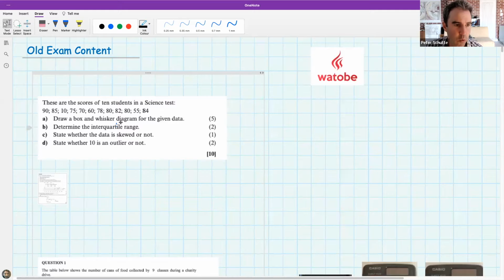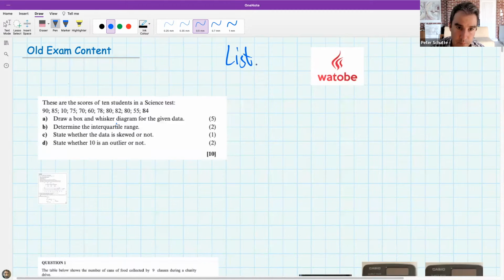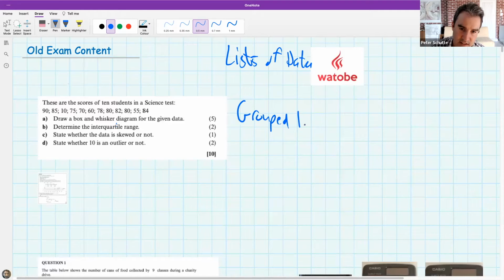Okay, so what we're going to do today, if you think about what we've done so far in the syllabus, we did basically lists of data. So we did lists of data and a whole bunch of questions, and then we did grouped data. Now, when we go back to exam questions, we're going to see both types of questions.